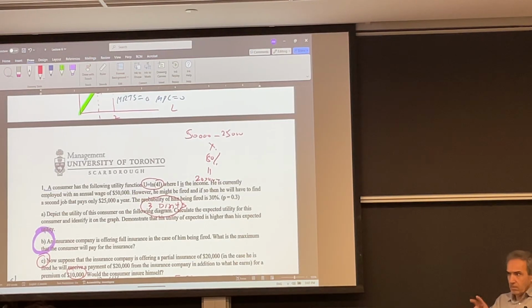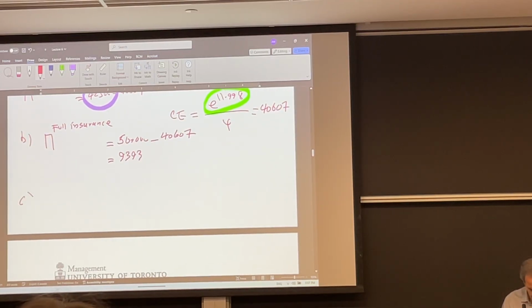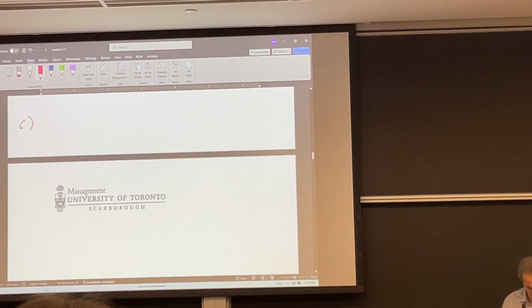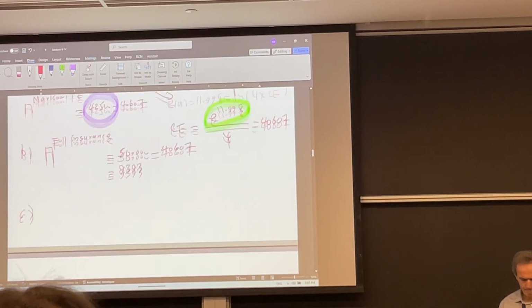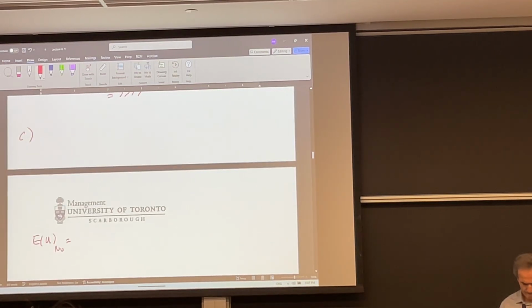You're covered on the loss. The loss of 25,000 here, and 80% of it is $20,000. Right? So I could have said there is 10,000 premium for 80% coverage. Would you do it? That would be actually better. Right? Okay. Anyway, again, for partial coverage, you should do the expected utility approach because you already have the expected utility of no insurance. How much is that? 11.998.